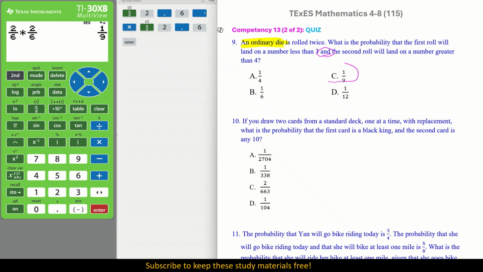Pretty basic question, but if you don't know what they're asking and you don't know the keywords, I could see you having trouble with it. But we're good. All right, so number 10.